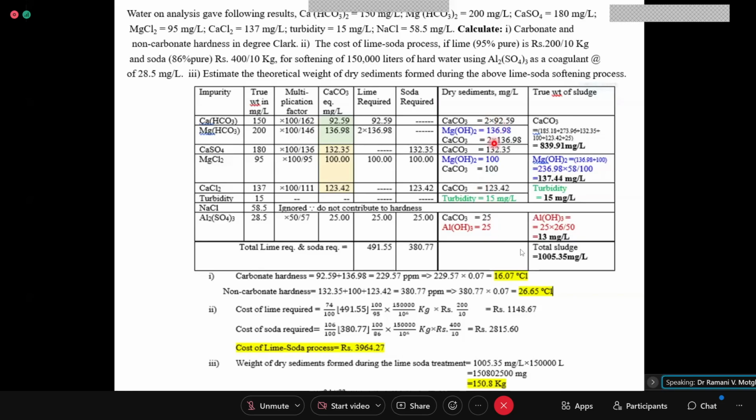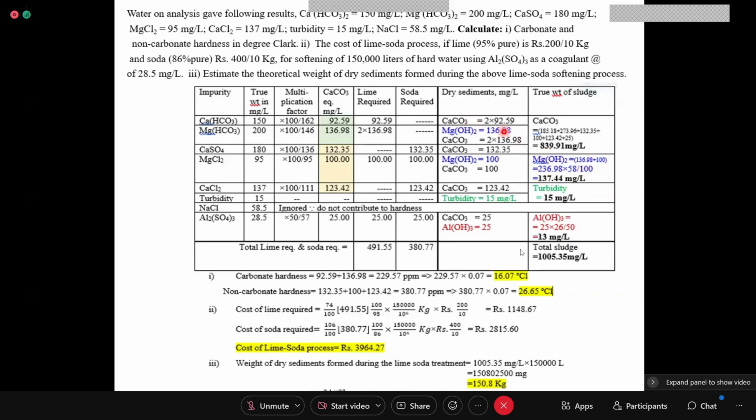So now because we want to calculate the true weight of sludge formed, first we will add all the CaCO3 together. Now this CaCO3 from this is 185, this CaCO3 becomes 273, this CaCO3 is 132, then this CaCO3 is 100 written here, then this CaCO3 is 123 written here, and this CaCO3 is 25 written here. Okay, so total CaCO3 true weight becomes, this doesn't need any conversion because this is CaCO3. So 839.91 is the weight.